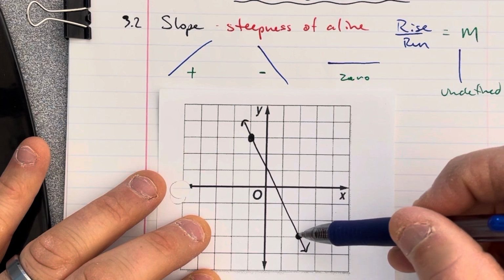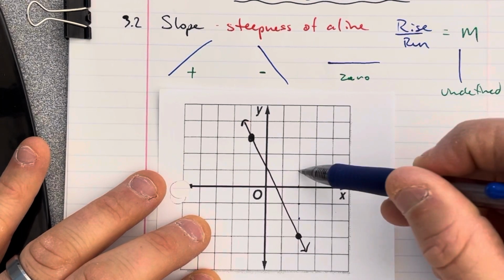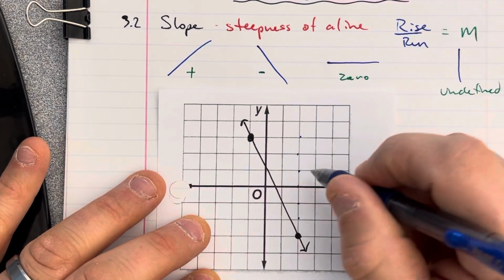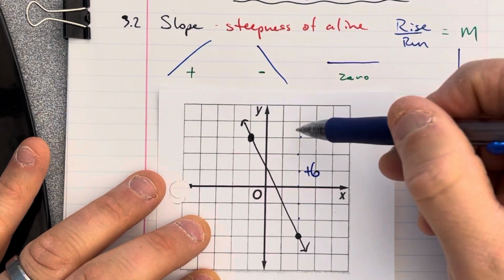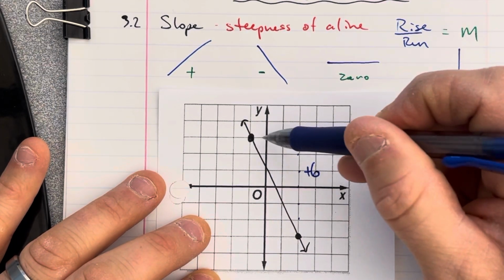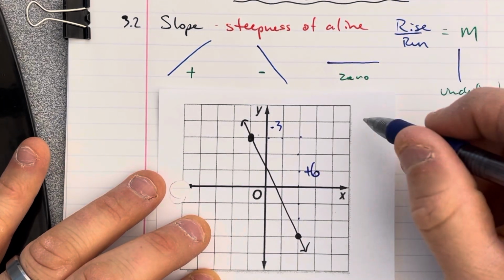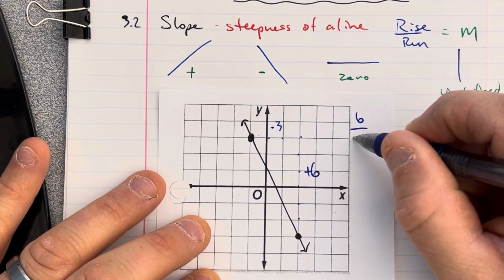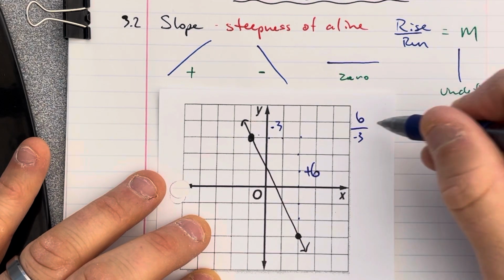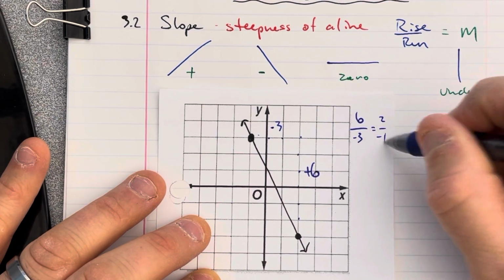So if I start from here, I'm going to go up one box, 2, 3, 4, 5, and 6. Since I went up, that's a positive 6. And then from here to here, I went 1, 2, 3. But since I went to the left, that's a negative number. So my rise is 6, my run is -3, and that should just simplify to 2 over -1.